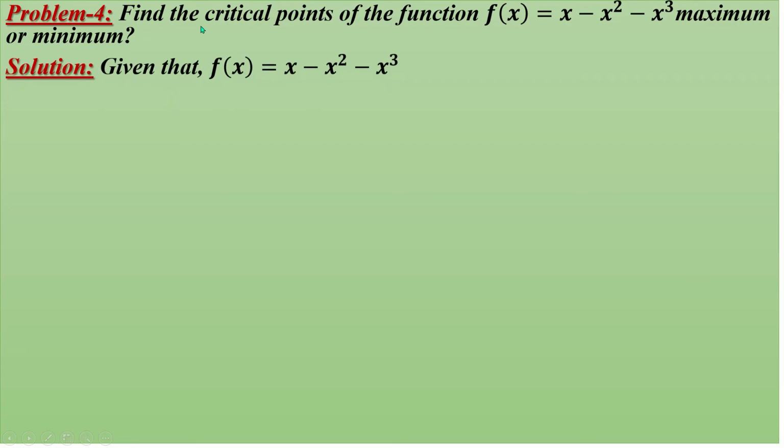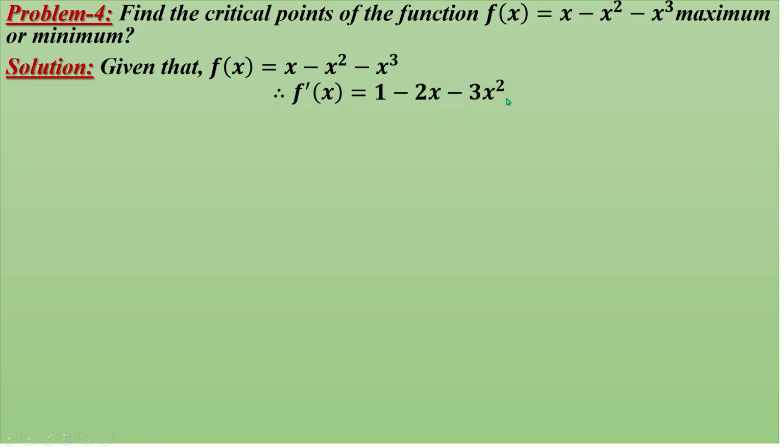Problem 4. Find the critical points of the function f of x equals x minus x square minus x cube, maximum or minimum. Find the critical points. Okay, that means to find the value of x and y where the function will be maximum or minimum. This is a given condition.